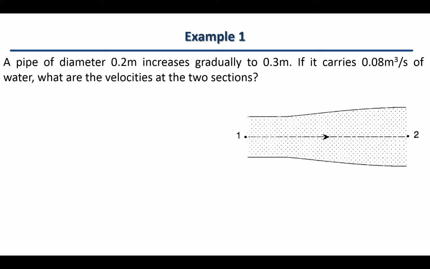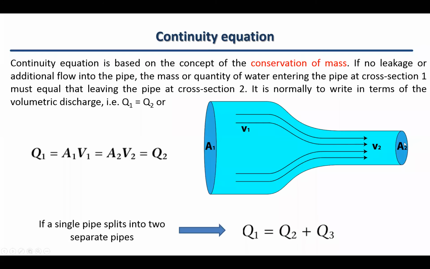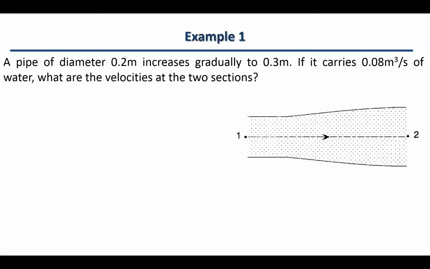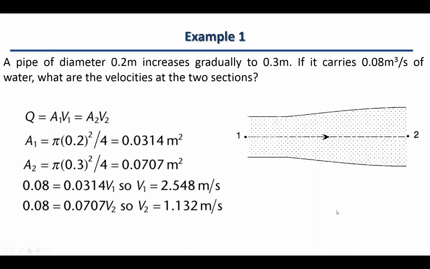First of all, for point 1, we have the diameter and the flow discharge. By using the equation of the flow discharge, we can easily calculate the velocity at point 1. Once we have the velocity at point 1 and the cross-sectional area at point 1, as well as the cross-sectional area at point 2, we can easily calculate the velocity at point 2. Q1 is equal to Q2, or A1 V1 is equal to A2 V2.